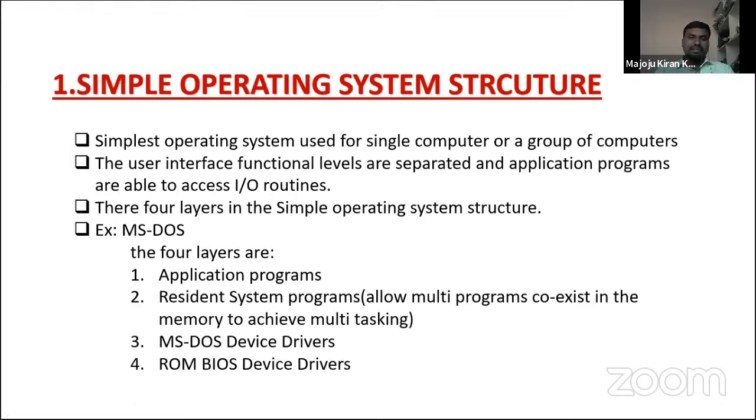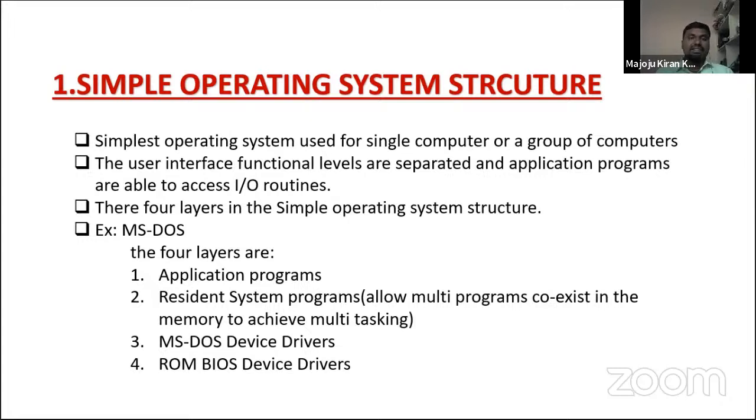In the simple operating system structure, the user interface functions and application programs are separated, and these application programs are given access to the IO routines. So this is one of the features of simple operating system structure. That means the application programs are given access to the hardware so that they can directly access any hardware. They can directly access the system memory. They can directly interact with the operating system core. That is the major characteristic of this simple operating system structure.